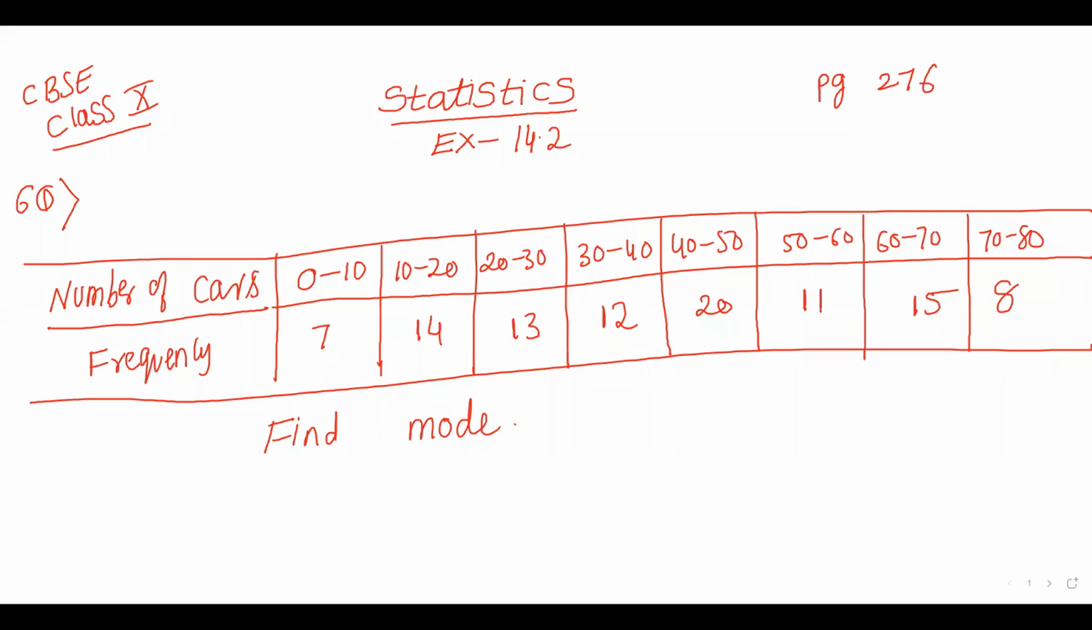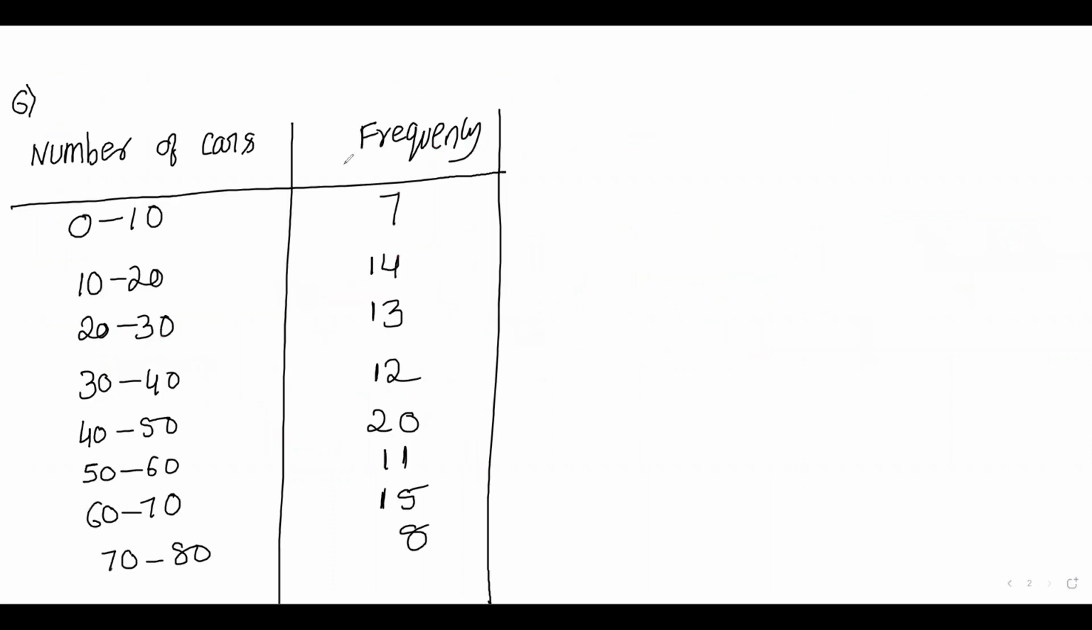So let us continue statistics for exercise 14.2, page number 276. Sixth question, the last question of the exercise. He is asking us to find the mode. The data is number of cars, and frequency is given. Let us rewrite the given data. To find the mode, first we need to identify the biggest number in the frequency. Which is the biggest number? 20 is the biggest number.